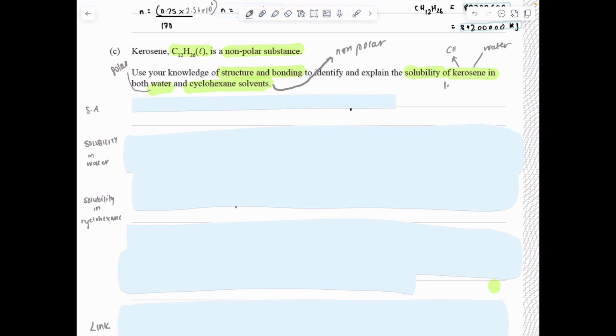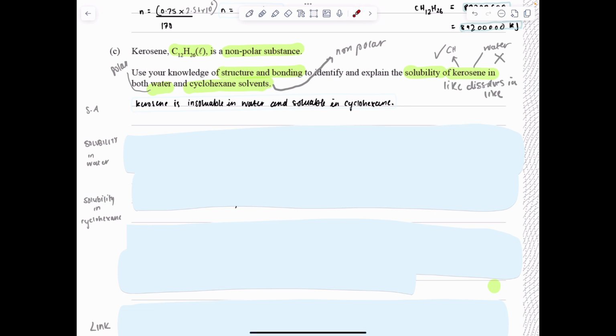Well, remember, like dissolves in like. So in water, will kerosene be soluble or not? No, because they're not alike. Water is polar, and kerosene is non-polar, so it won't be soluble. But in cyclohexane, will it be soluble? Yep, because both of them are non-polar substances. So we're going to have to explain that and why. We cannot just simply state this, we have to explain why.